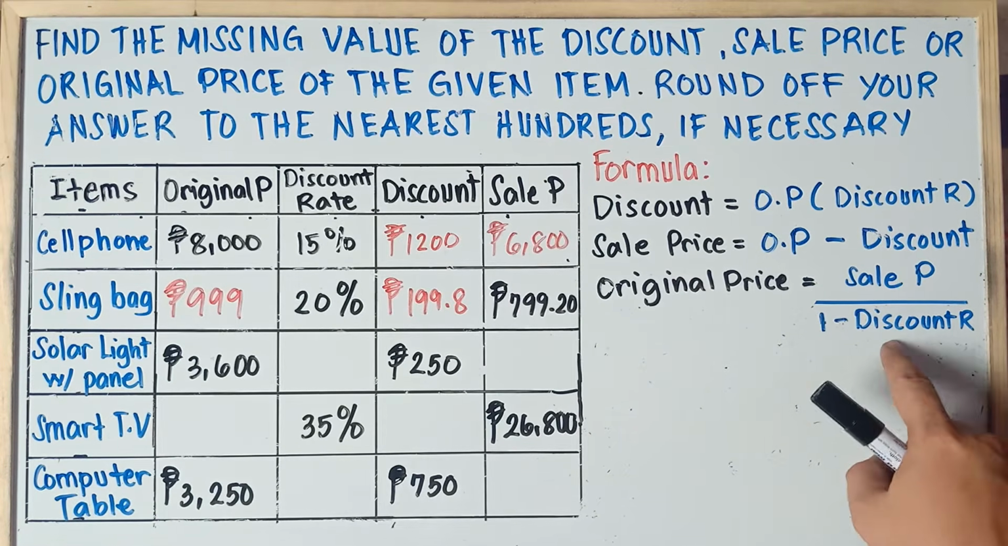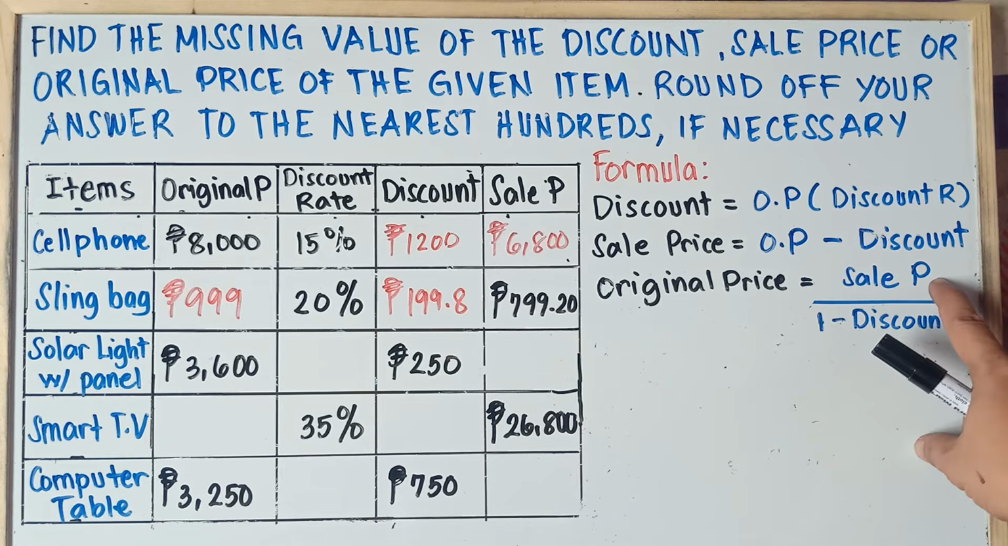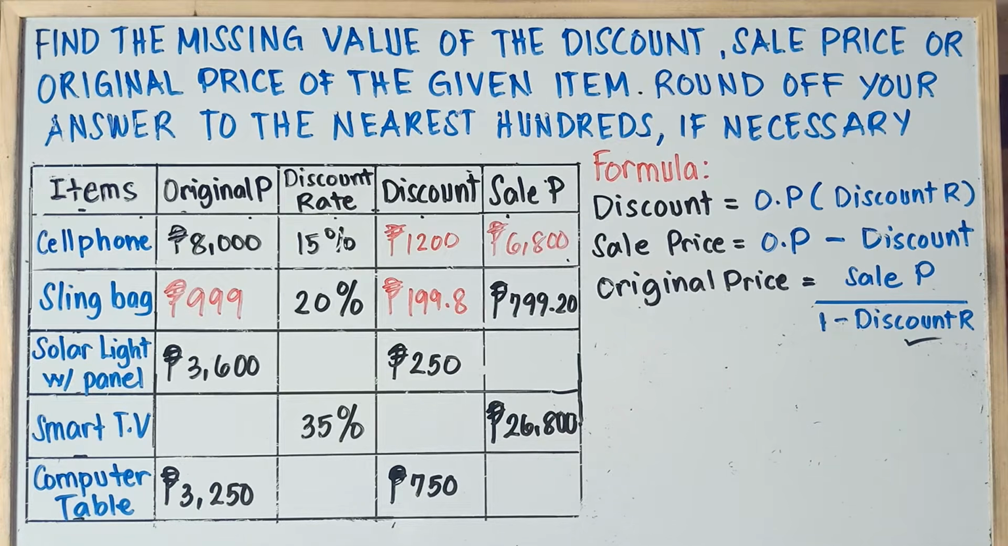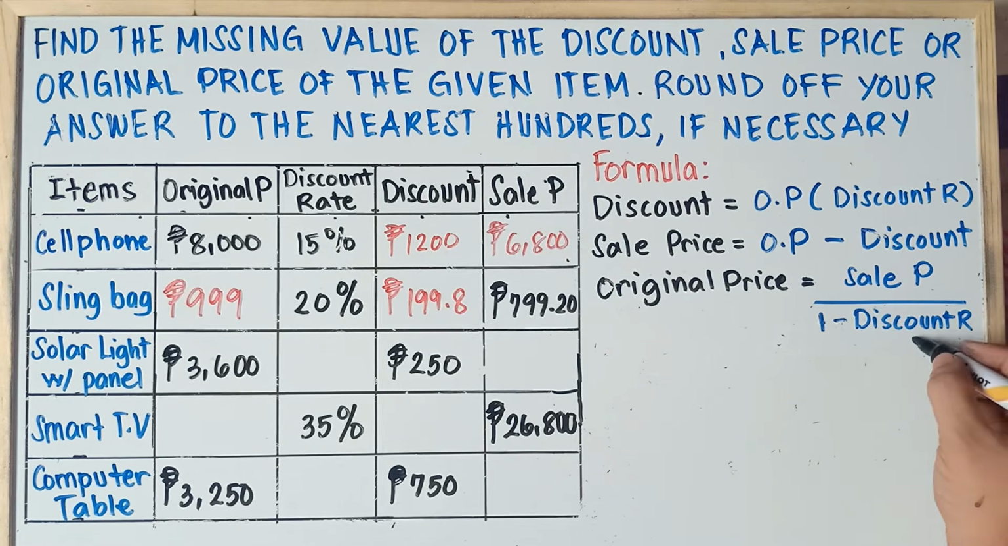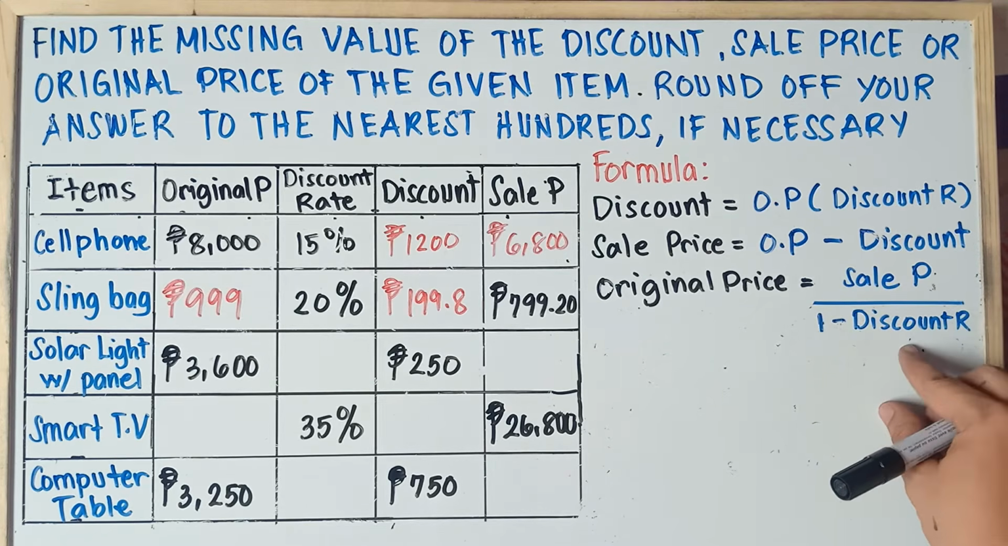So using this one, we have the discount rate. Do we have the sale price? Nope. We don't have the sale price, so therefore we cannot use this formula, class. Sorry, you don't have the discount rate and you don't have the sale price. So you have two unknowns. You cannot use this formula. So let's check this other formula.